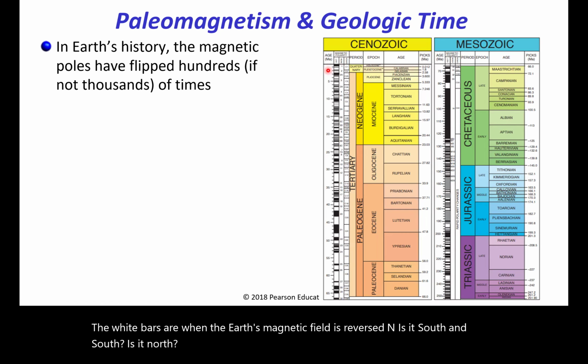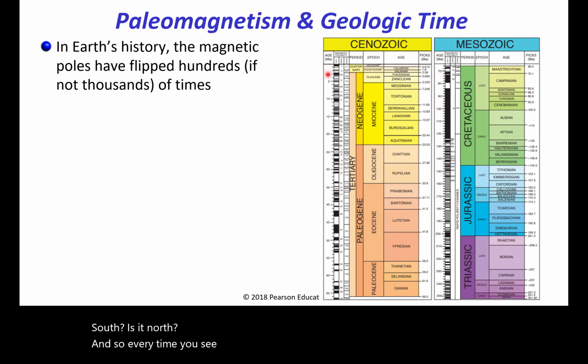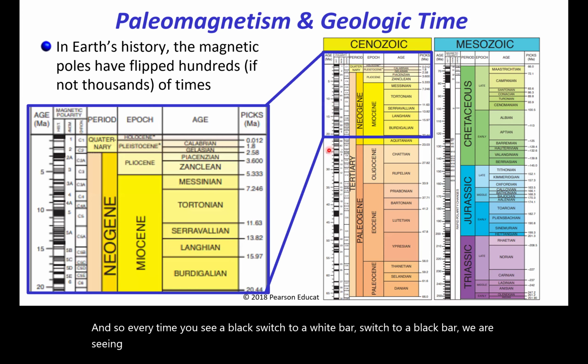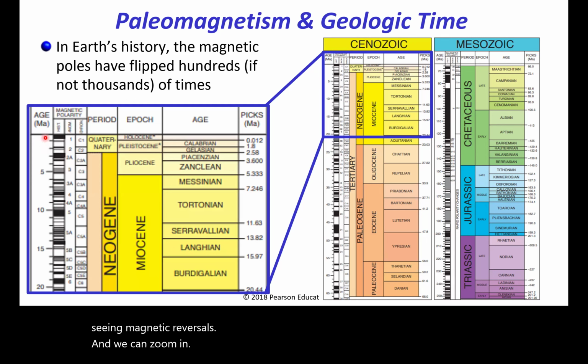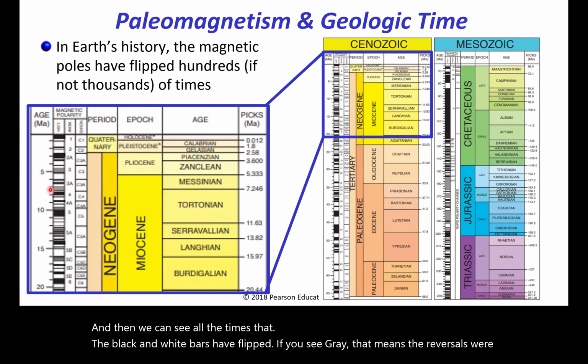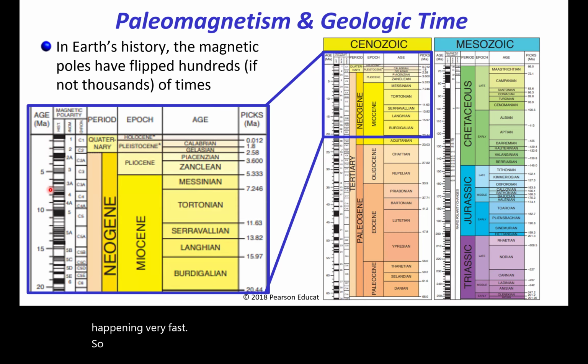And so every time you see a black switch to a white bar, switch to a black bar, we are seeing magnetic reversals. And we can zoom in here. We can see that we're in a time where we have normal polarity. And then we can see all the times that the black and white bars have flipped. If you see gray, that means the reversals were happening very fast, so they can't be discerned at a scale like this.